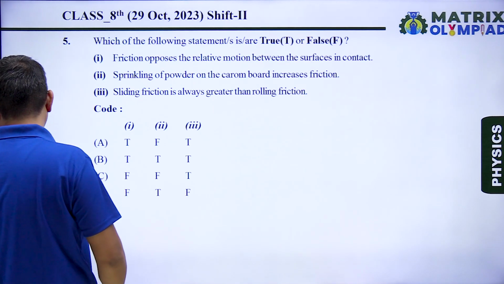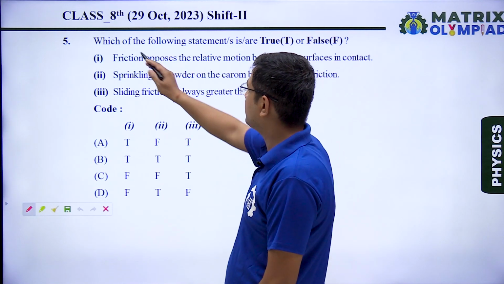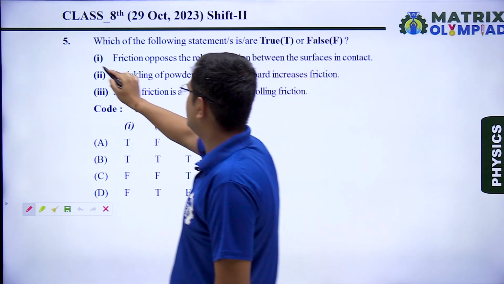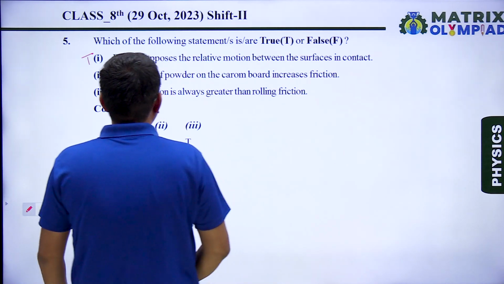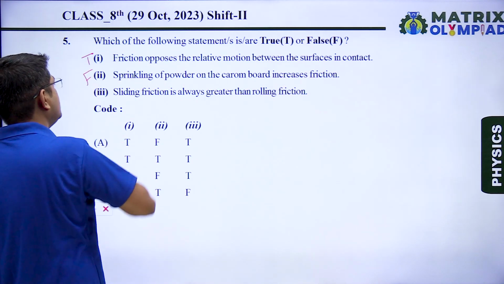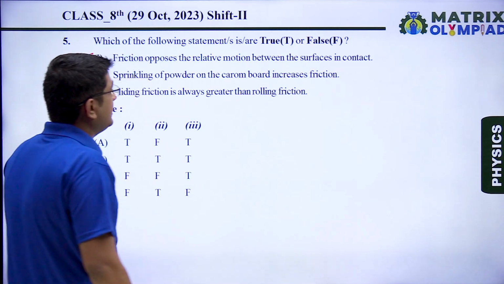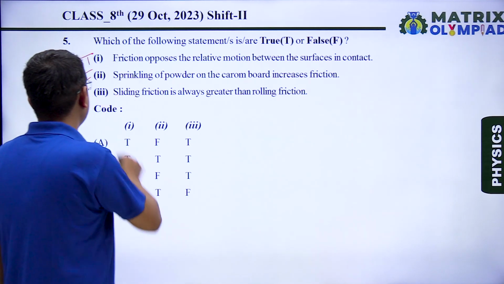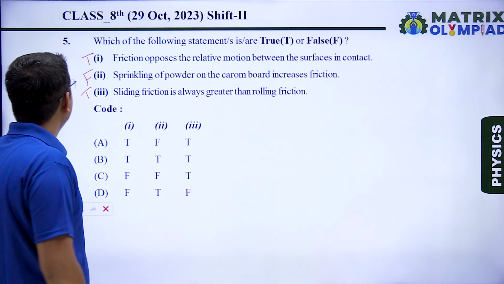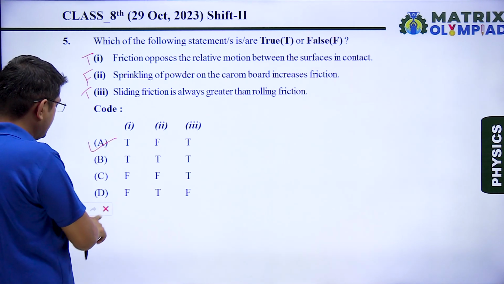Next question, question number 5. In question number 5, we have to check which statement is true and which is false. Let us start from the first. Friction opposes the relative motion between the surfaces in contact. This is a true statement. Sprinkling of powder on the carom board increases friction. No, it is a false statement. We sprinkle powder to reduce friction. Sliding friction is always greater than rolling friction. It is a true statement. That's why heavy objects are rolled rather than slid. So the correct code is true, false, true. Let us check true, false, true. That means option A is our correct answer.